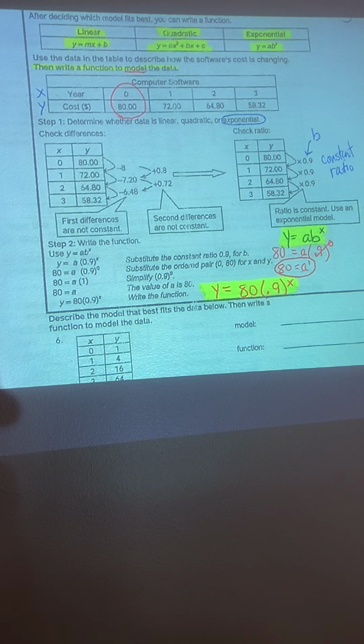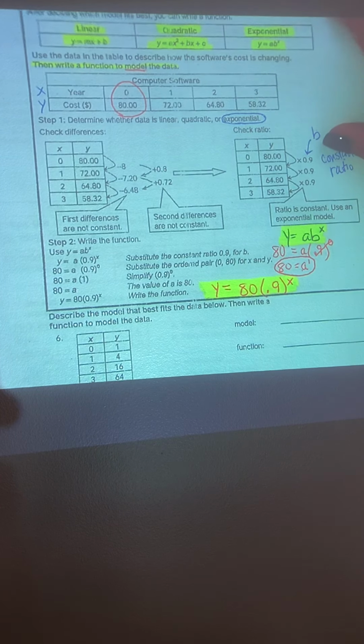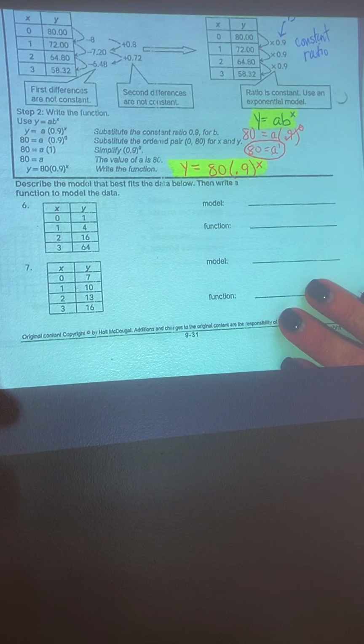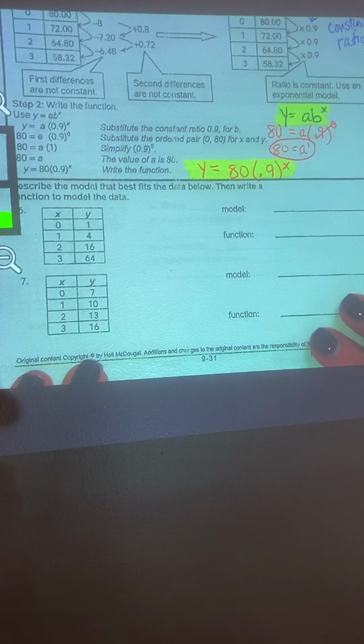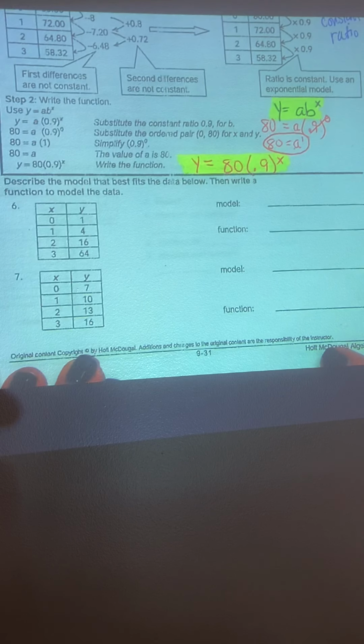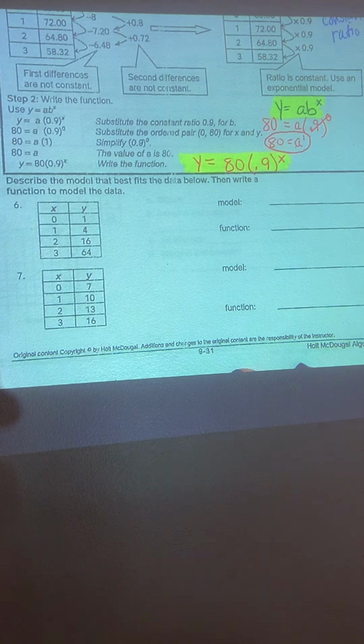Okay, we're going to try 2 more. All right, bear with me. Here we go. There are your 2. Okay, so we're going to decide, first problem, determine the model that best fits the data.